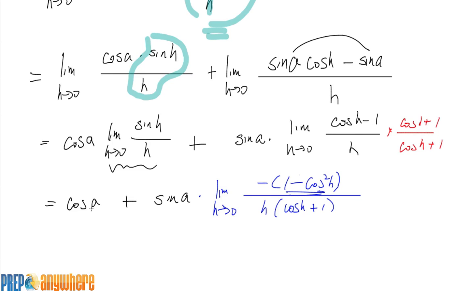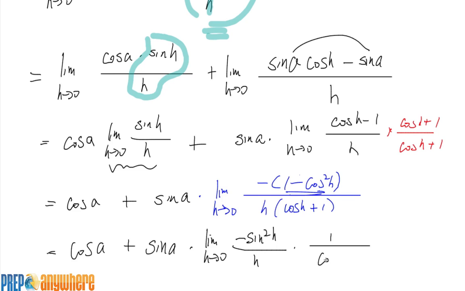So let me write one more line. So you get the limit as h approaches 0 of minus sine squared h over h times cosine h plus 1. And to find this limit, because it's sine squared h, I need one more h. So I'm going to multiply top and bottom like that.